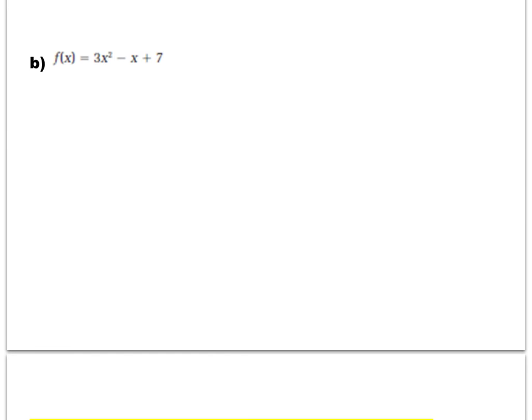In the next example, we have f of x equal to 3x squared minus x plus 7. The first one that we have to find is f of negative 2. So f of negative 2 is equal to 3 times negative 2, again exponent 2, minus open bracket negative 2 close bracket plus 7. Just note the usage of open and close brackets every time that I substitute in a value.